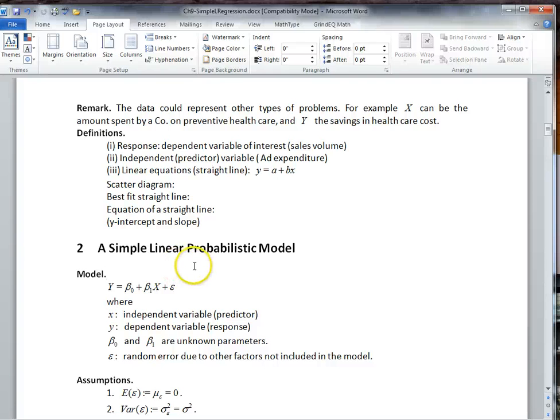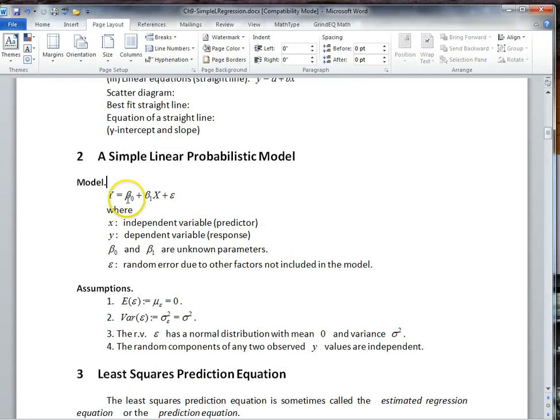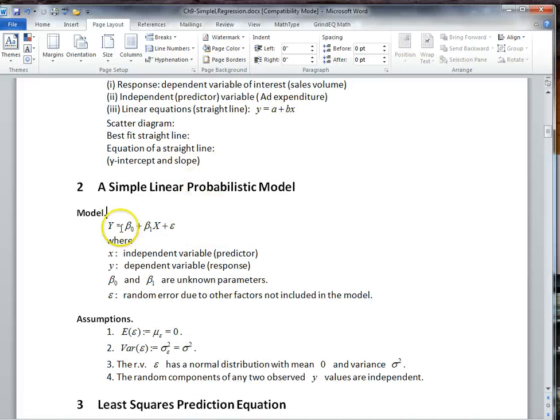First, we're going to assume we have a linear probabilistic model, which we call y equals beta 0 plus beta 1 x plus an epsilon, a random error. The first part is similar to the equation of a straight line, except these are unknown parameters, and x and y are random variables. And this is called epsilon.